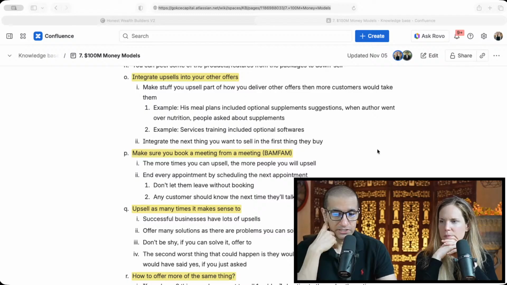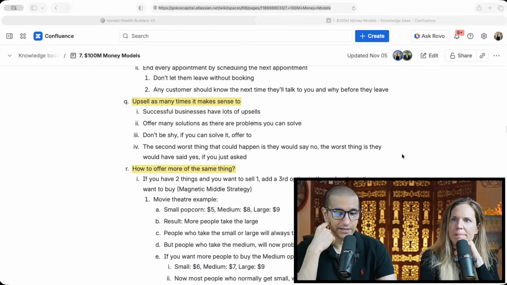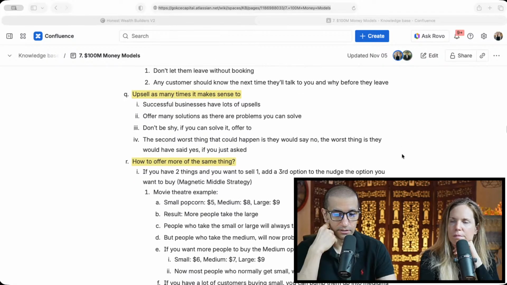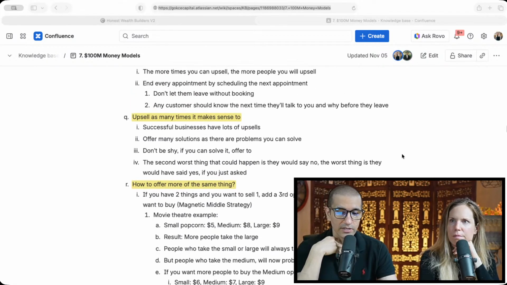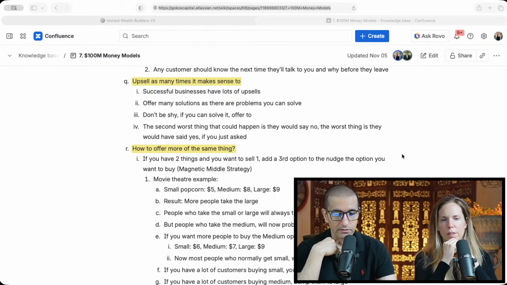Make sure you book a meeting from a meeting. The more times you can upsell, the more people will upsell. Every appointment, schedule the next appointment. Don't let them leave without booking. Any customer should know the next time they'll talk to you and why before they leave. We've been doing that. Yeah.